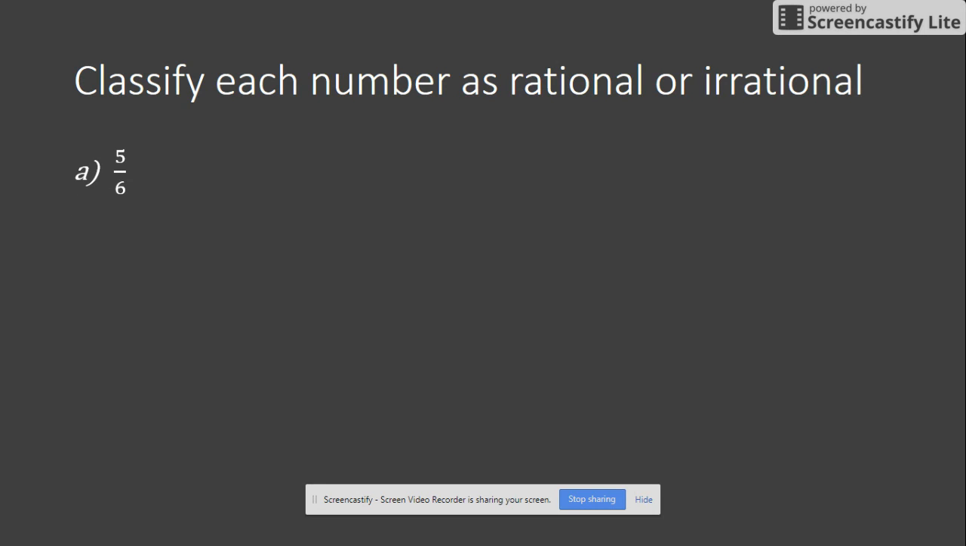So if we look, classifying each number as rational or irrational. The first number is a fraction. Now, you can write these rules down because they're important to know: all fractions are always rational. So whenever you see a fraction, it's rational.